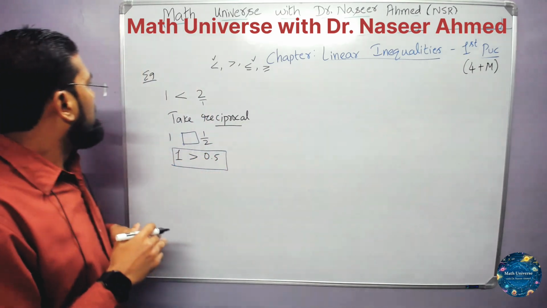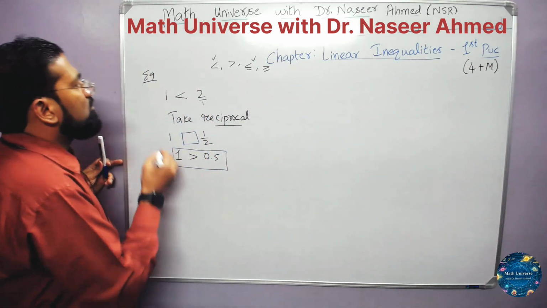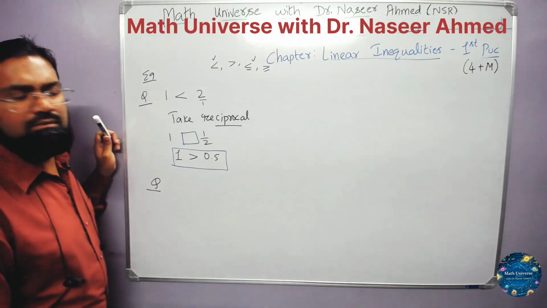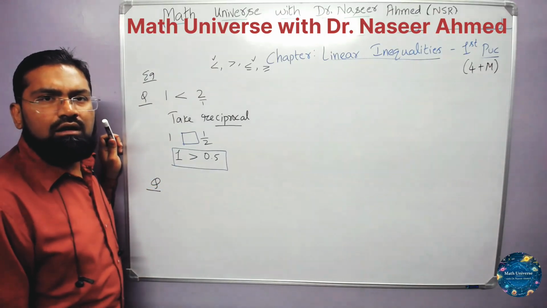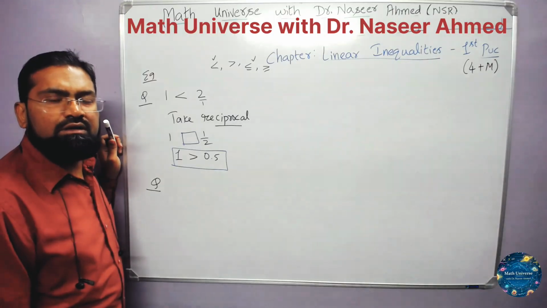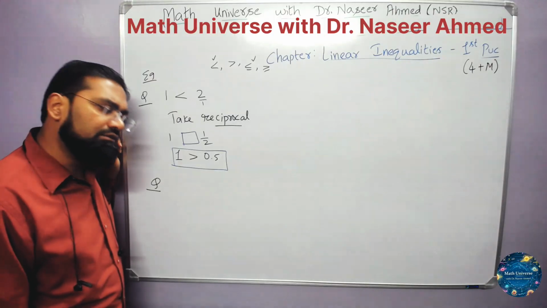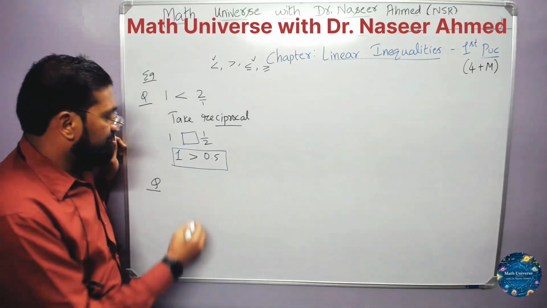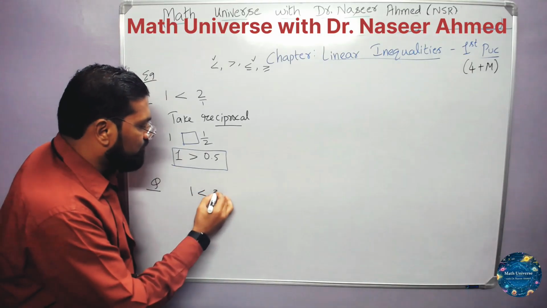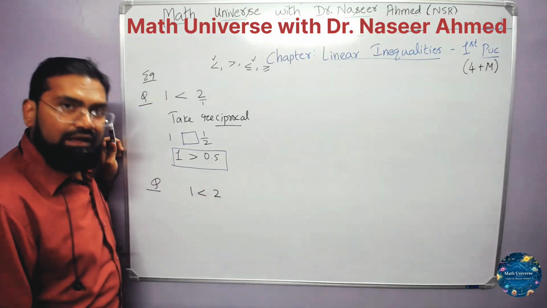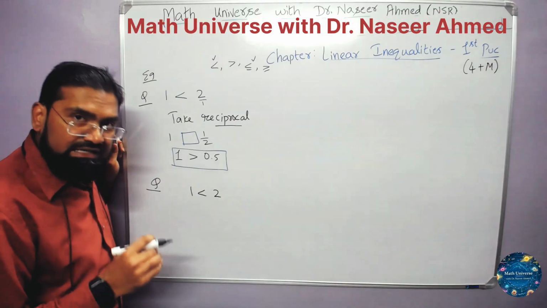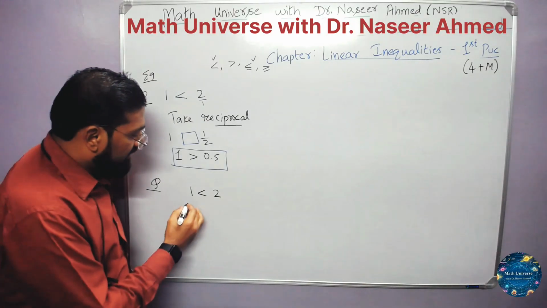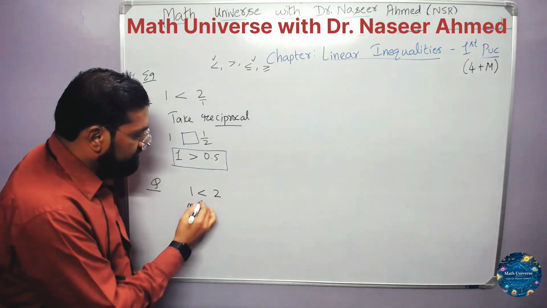Okay. One more point I want to highlight. Sir, you said only divide by a positive real number or multiply by a positive real number, divide by a negative number or multiply by a negative number. Sir, you have not talked about 0. See carefully. 1 less than 2. If we think of multiplying by 0, see what happens. What is multiply by 0?